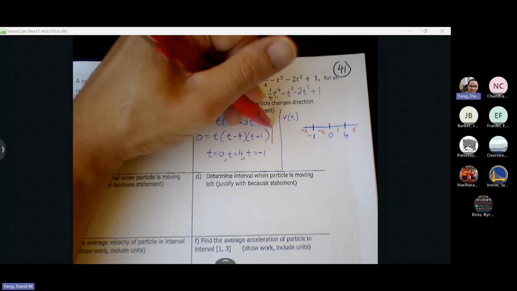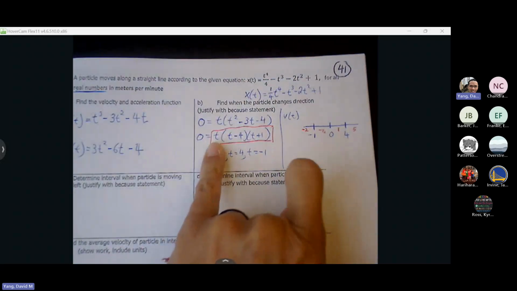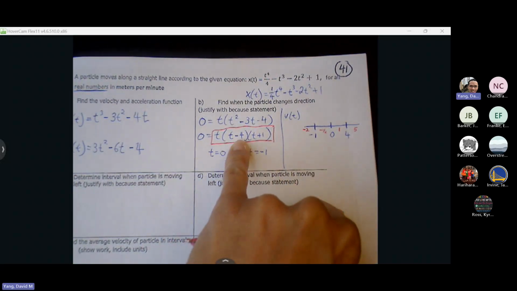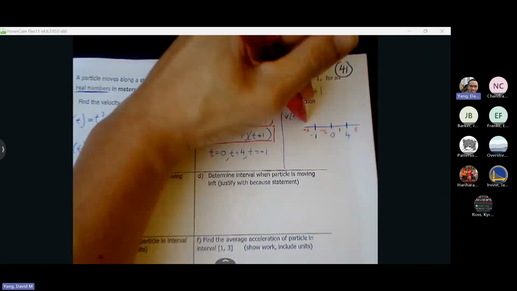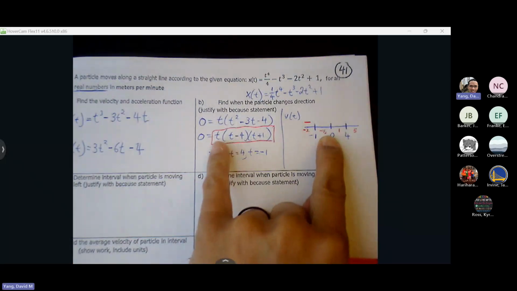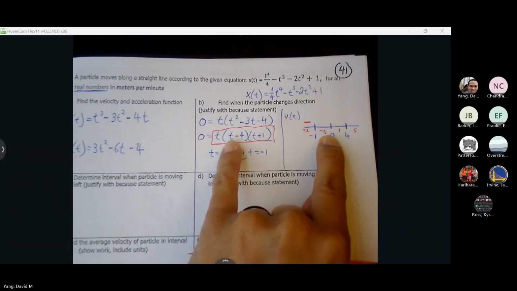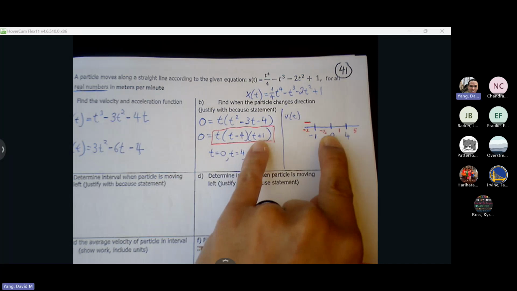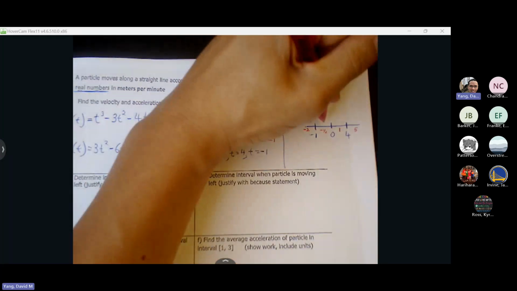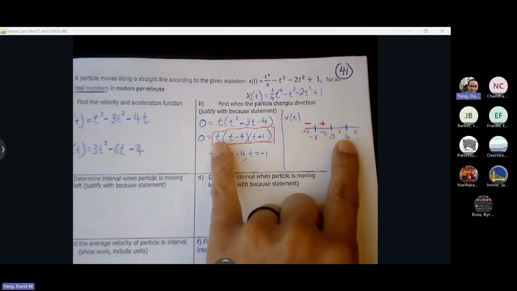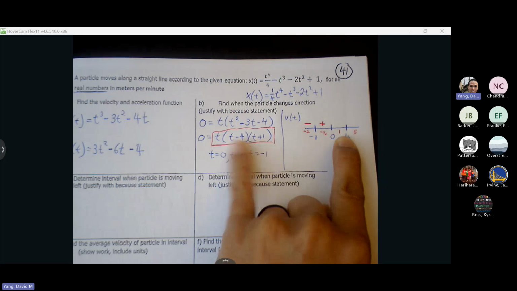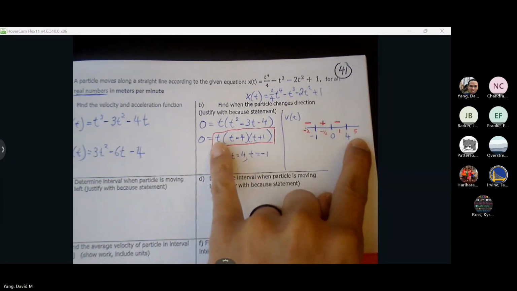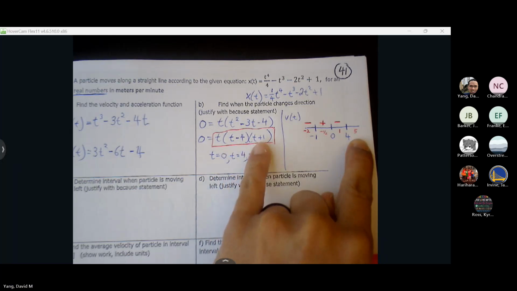So -2, I'm going to plug into my factored form here. -2 in the first factor is negative, in the second I get negative as well, and negative as well. So 3 negatives makes negative. Okay, I'll plug -1/2 in: negative, negative, positive. So 2 negatives and a positive will make positive. Plug 1 in for t: positive, negative, positive. There's only 1 negative, so the whole thing is negative. Plug 5 in: positive, positive, positive.